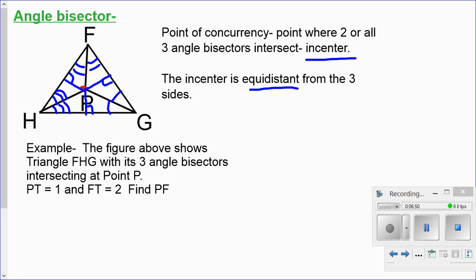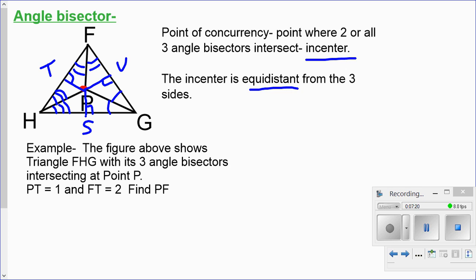I'm going to call the point from the incenter P to side FH point T. I'm going to call the point from the incenter point P over to segment FG point U. And I'm going to call this point here from the incenter over to segment HG point S.